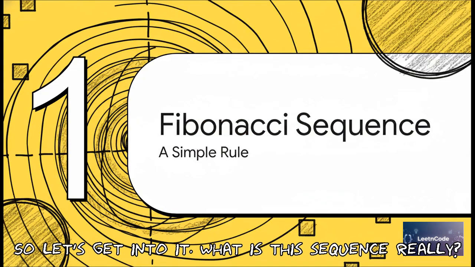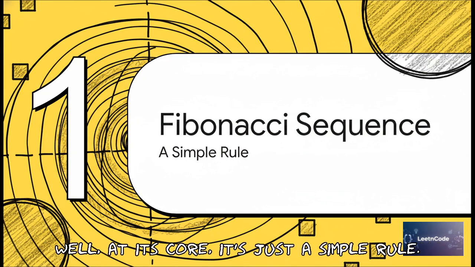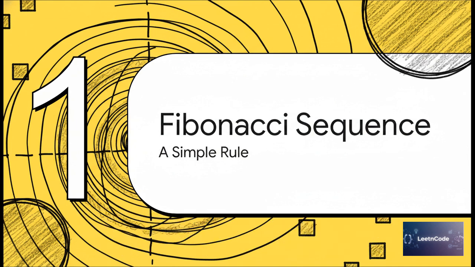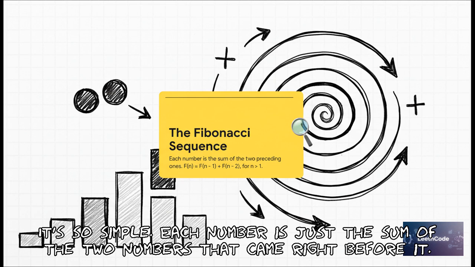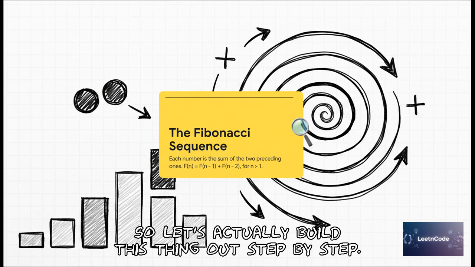So let's get into it. What is this sequence really? Well, at its core, it's just a simple rule, but, and this is the cool part, it has surprisingly deep implications that pop up all over the place, in math, in nature, you name it. And here's that rule I was talking about. It's so simple. Each number is just the sum of the two numbers that came right before it. That's it. Now, the whole thing gets started with two seed numbers, 0 and 1. So let's actually build this thing out step by step.